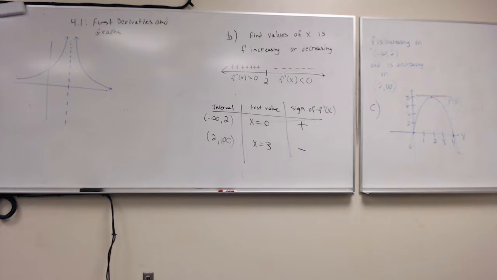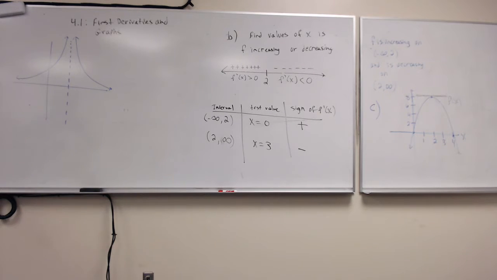So there's two possibilities for where a function can change from increasing to decreasing or vice versa. One is where tangent lines are horizontal. The other is where derivatives don't exist. Those are the places where your function might change from increasing to decreasing or vice versa.